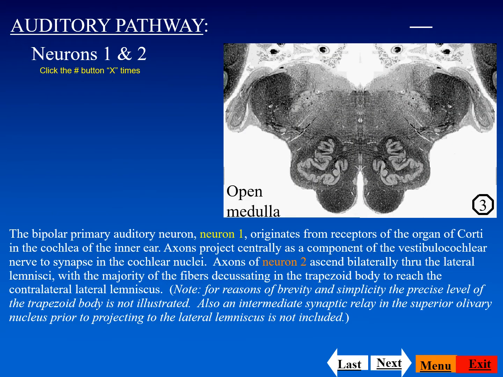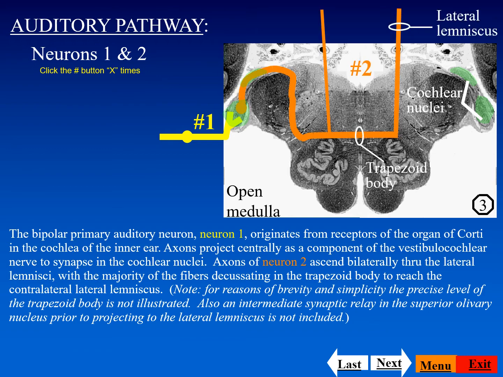In this image, 2 neurons of the auditory pathway are depicted. The bipolar neuron 1 projects from the organ of Corti along the vestibulocochlear nerve to synapse on the cell bodies of neuron 2 in the cochlear nuclei. Neuron 2 axons ascend bilaterally, but with a majority decussating in the trapezoid body. The axons of the auditory pathway that project bilaterally will ascend in the lateral lemnisci.